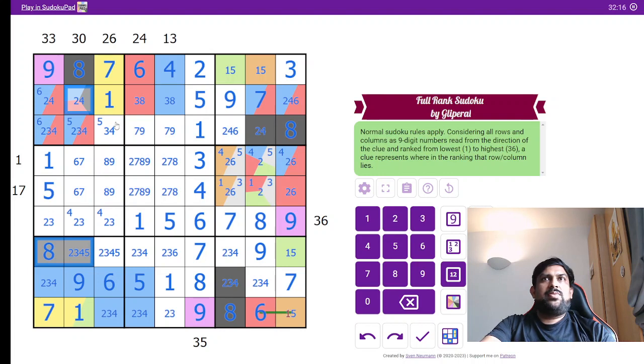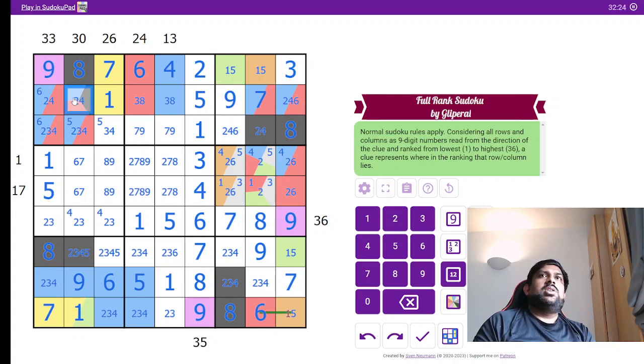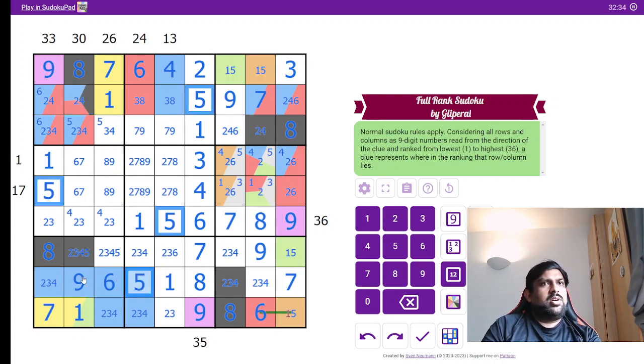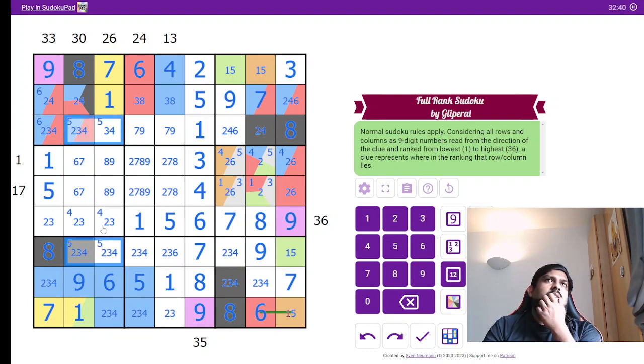If this is 4, not much. If this is 2, now let's look at the 5 in this box. 2, 3, 4, 2, 3, 4. Okay, so we have a 5 here. So we have an X-wing of 5 at these two places, and then 2, 3, 4.